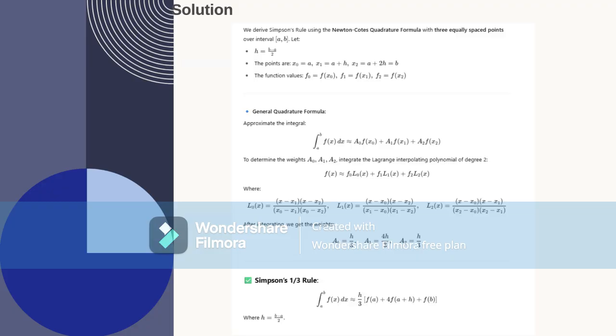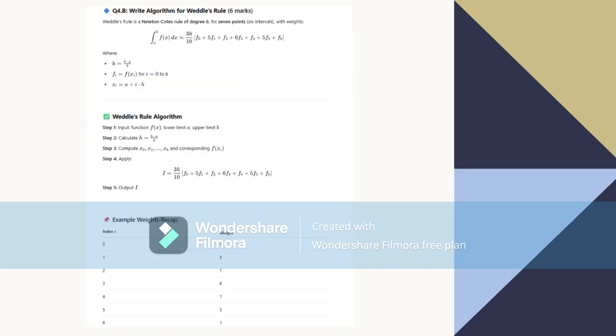Here is Simpson's rule where h is equal to (b minus a) by 2. Now the algorithm for Weddle's rule. As you can see, for the following equation, the algorithm is: Step 1, input function f of x, lower limit a, upper limit b. Step 2, calculate h, which is equal to (b minus a) by 6.